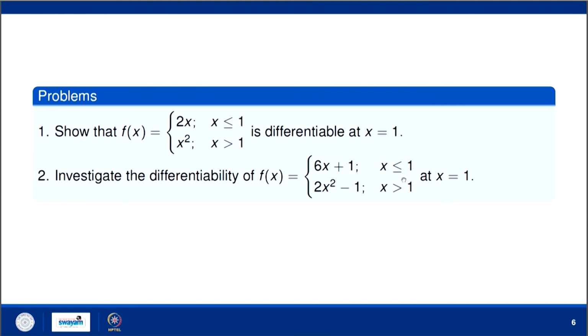Okay. So, now let us discuss this very simple example, and we have to show that this is differentiable at x equal to 1. So, f(x) is what? f(x) is 2x when x is less than or equal to 1, and it is x square when x is greater than 1. So, we have to find this limit at x equal to 1. That means we have to see the existence of this limit at x equal to 1.